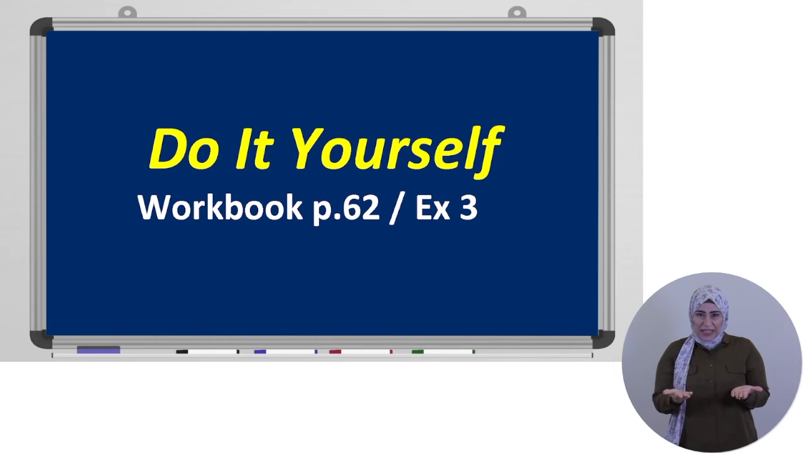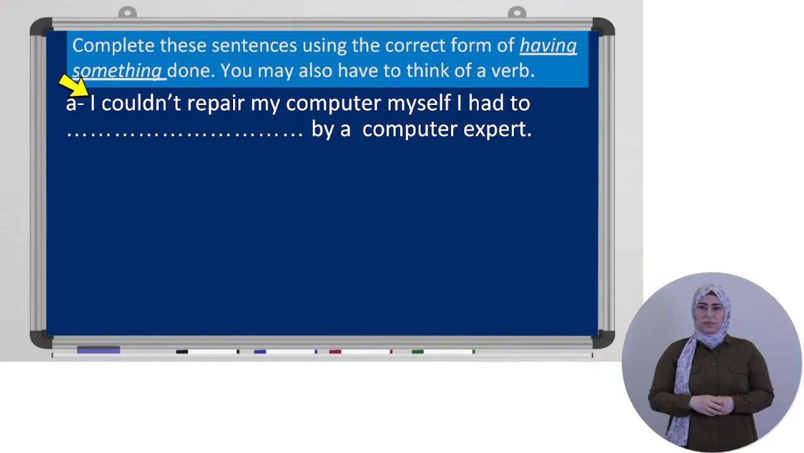Now, we're going to do a workbook exercise. This exercise is on page 62. It's exercise 3. Please, I advise you to listen to my instructions, pause the video, attempt to do the exercise yourself, and then come back to check the answers. This is what you have to do. Complete these sentences using the correct form of having something done. Having something done is basically the causative. You may also have to think of a verb. So the verb may not be there for you, so you have to come up with one. Pause the video and then come back to check your answers.